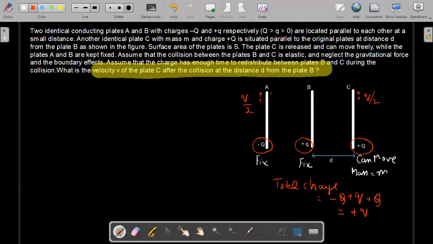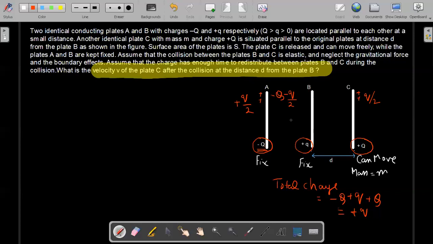The charge on the right side of A can be obtained by conservation of charge. It has a total charge minus capital Q. Out of minus capital Q, if positive small q by 2 is on the left side, then the charge on the right side of plate A should be its total charge minus Q minus the charge on the other side of the plate.